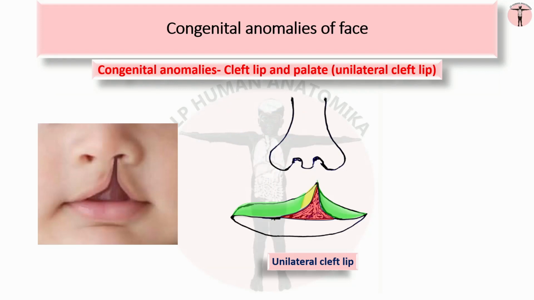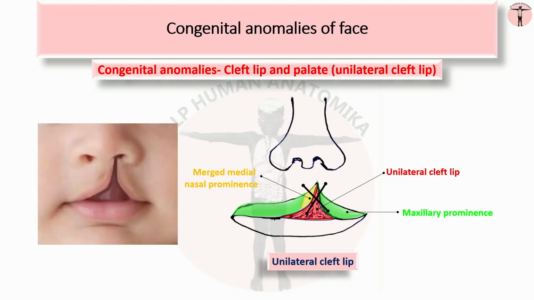Unilateral cleft lip. The unilateral cleft lip results from the following: maxillary prominence on the affected side and the merged medial nasal prominence fail to unite with each other, leading to the fissure. The tissues in the persistent groove break down, leading to division of upper lip into two parts.